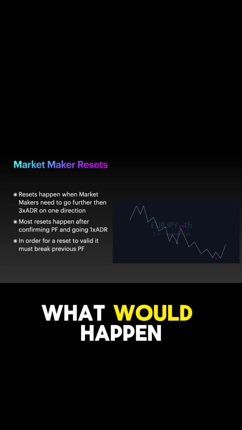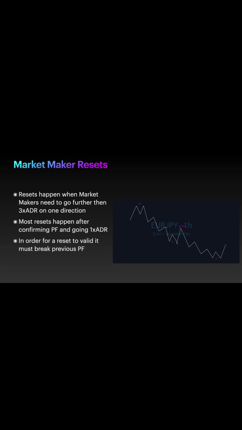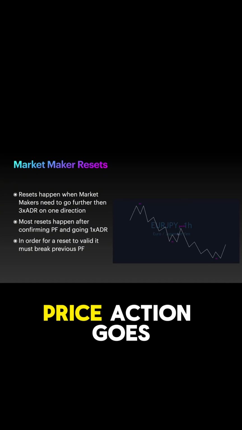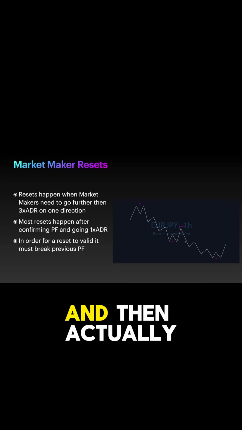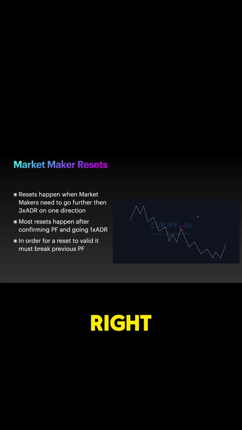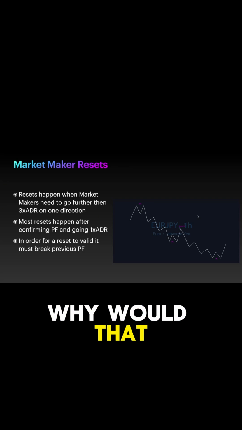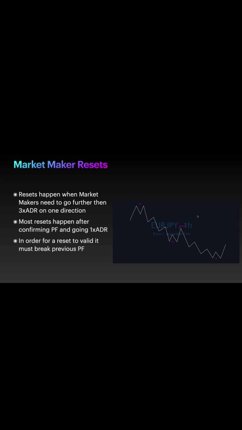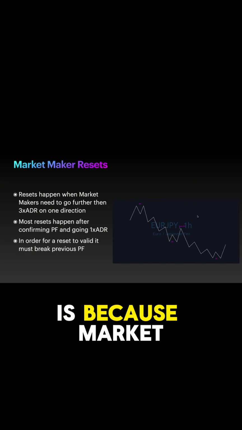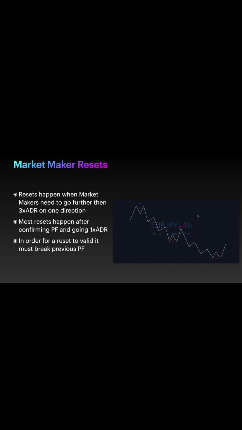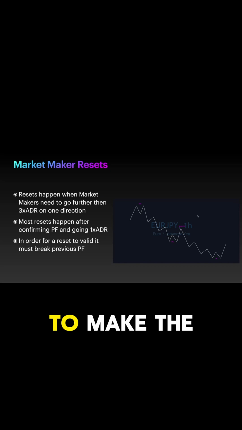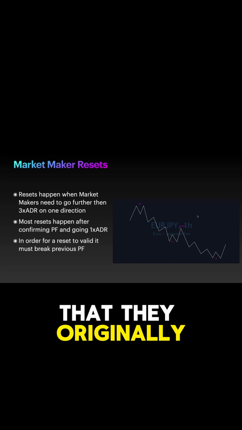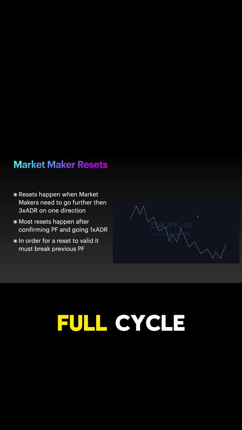So what would happen if, let's say, price action goes right back down to that same PFL and then actually goes up, right? Why would that happen? The reason why that would happen is because market makers didn't have enough liquidity, enough people selling to make the buy move that they originally wanted. So basically, they made a full cycle.